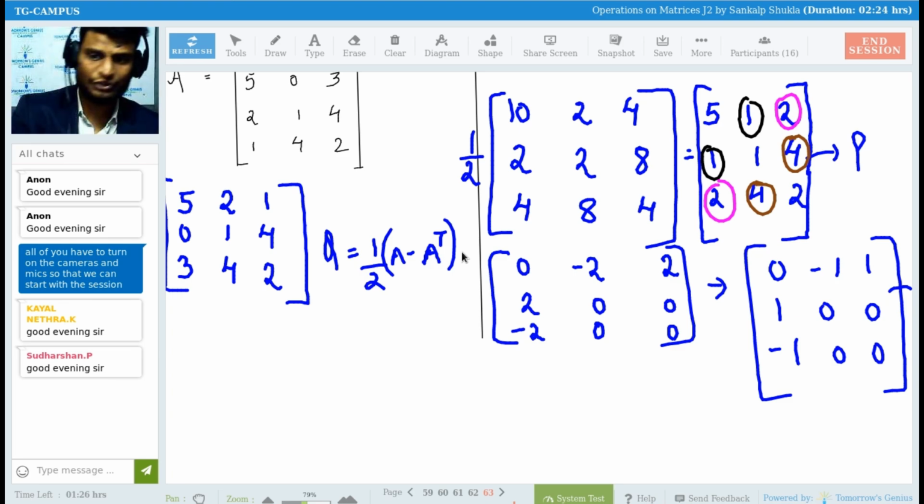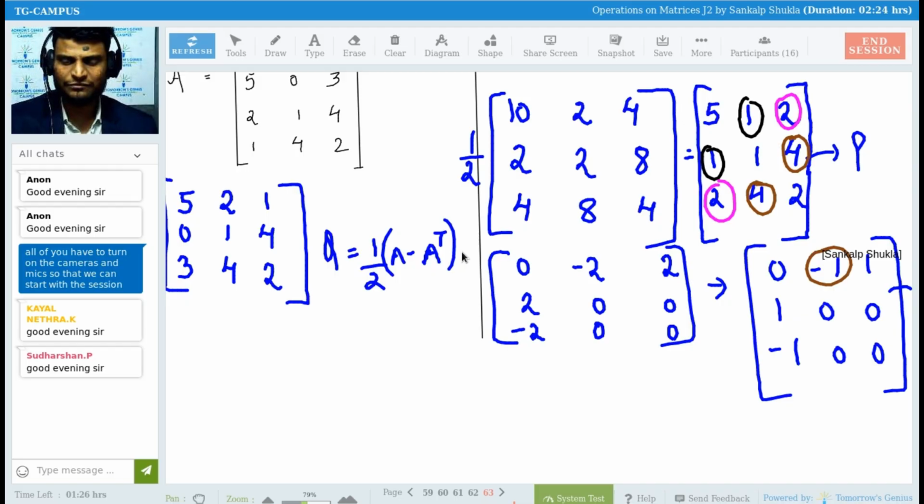And if we talk about Q, Q should be skew symmetric. Yes, it is skew symmetric. We can see this is minus 1, and the other is 1, so A12 is equal to minus of A21. Similarly, we can see that Q is skew symmetric.